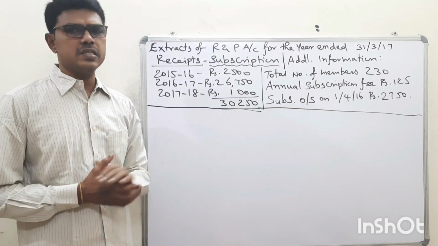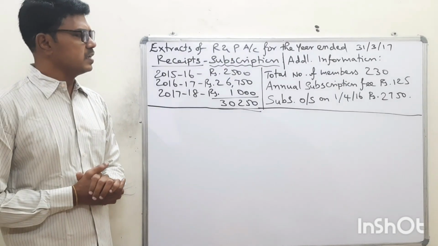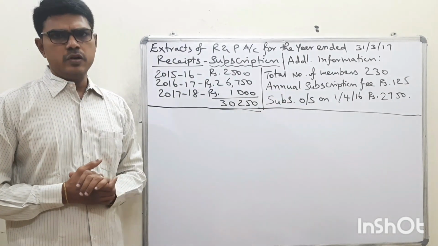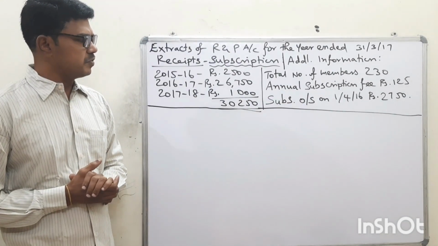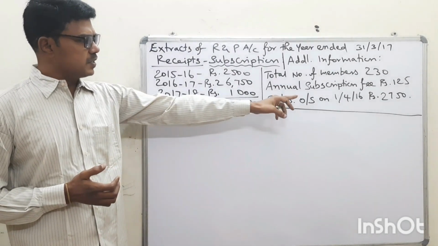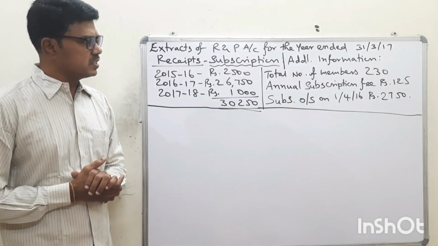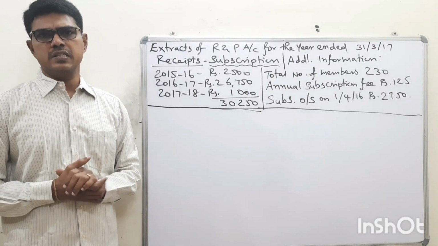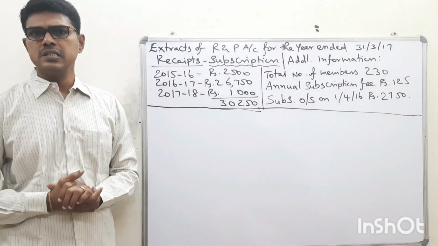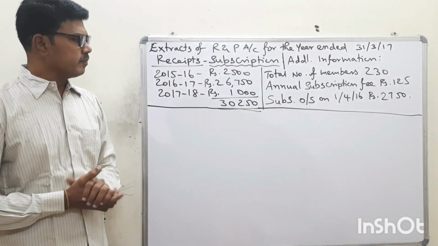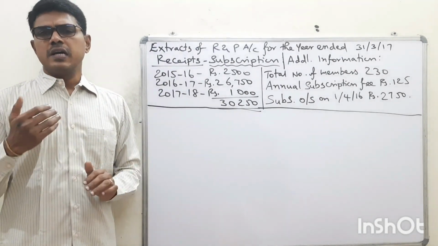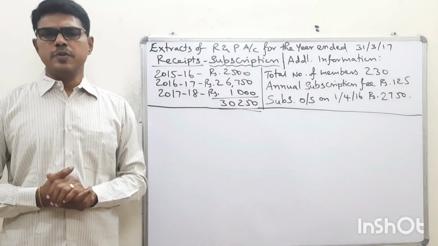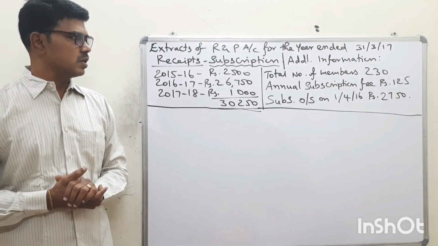Total number of members in the organization is 230. Annual subscription fee to be received from each member is rupees 125. Subscription outstanding on 1/4/2016 is rupees 2,750. These are the particulars they have given to us, and we want to calculate the amount of subscription to be shown in the income and expenditure account.